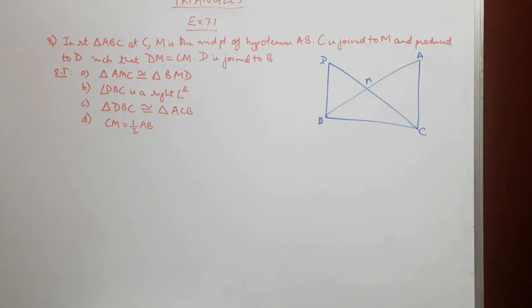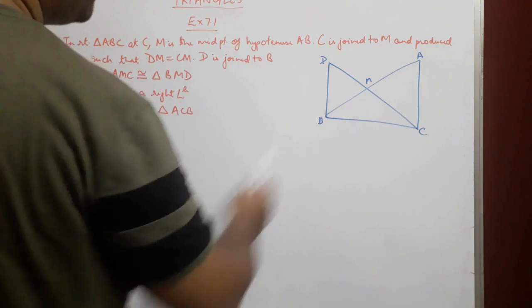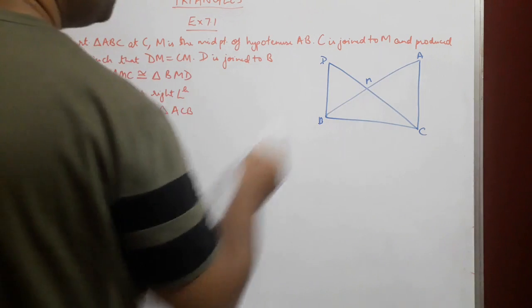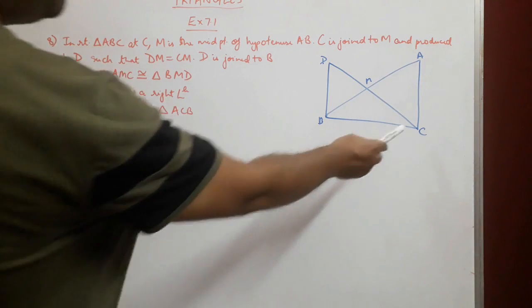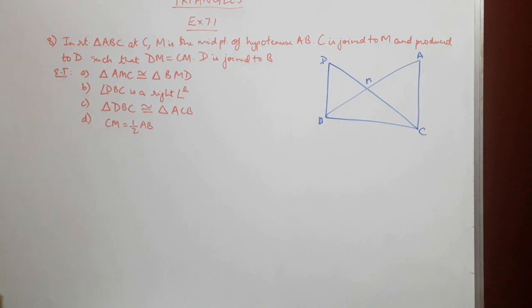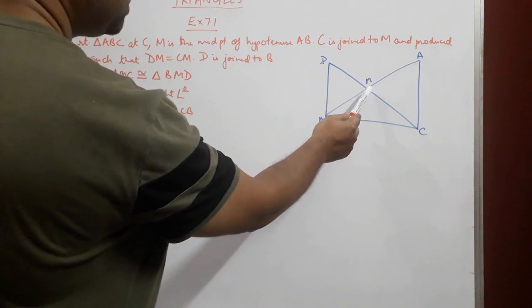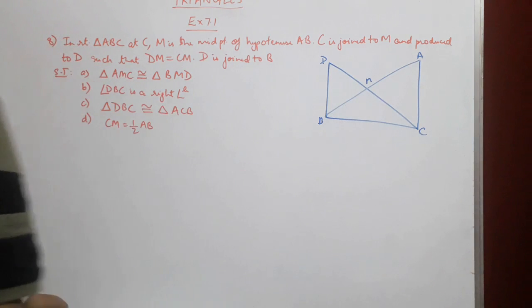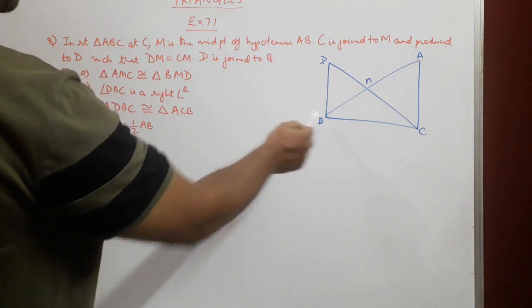Hello students, in this video we will solve the 8th problem from exercise 7.1 from the NCERT textbook. It says in right triangle ABC at C, M is the midpoint of hypotenuse AB, C is joined to M and produced to D such that DM is equal to CM. D is joined to B.